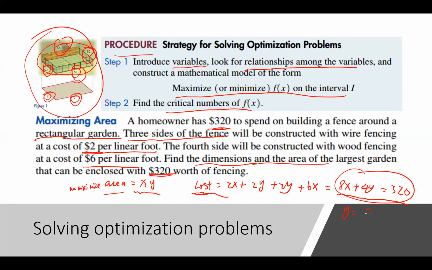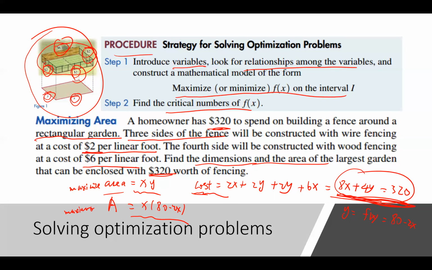y as a function of x. We can express y as a function of x, which is actually 80 minus 2x. Now this becomes x multiplied by 80 minus 2x, so this is one function. Basically we are solving for the function which we call area, or A, so use one letter to express it. We want to maximize this function such that the cost constraint is satisfied.